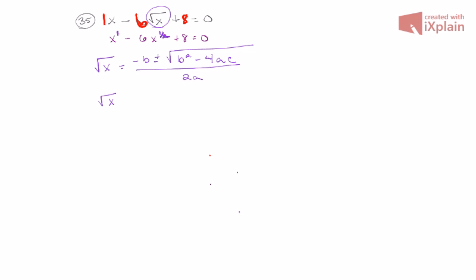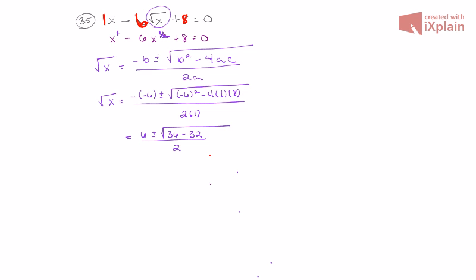So the square root of x is equal to negative negative 6 plus or minus the square root of negative 6 squared minus 4 times 1 times 8, all over 2 times 1. From here, we're just going to clean this up. So a negative negative 6 makes it positive 6. Negative 6 squared, and mind you, I did put it in parentheses so that I knew that this would be negative 6 times negative 6, I will get a positive 36 from that. And then negative 4 times 1 times 8 gives you negative 32, all over 2.